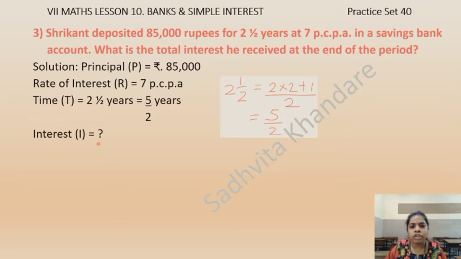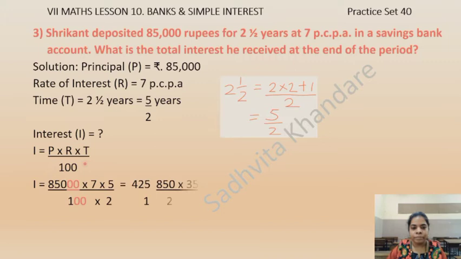Interest I is question mark. What is the total interest he received? So interest is question mark. We'll use this formula children. I is equal to P into R into T upon 100. This is P, this is R and this is T. What is written in numerator will remain in numerator and what is written in denominator will come down along with 100 in the denominator only.